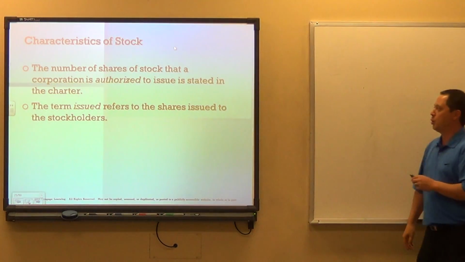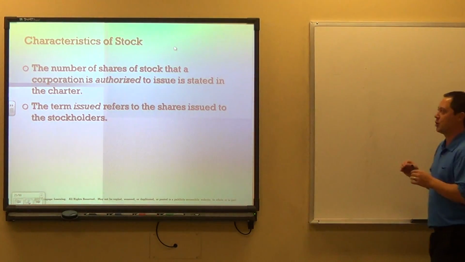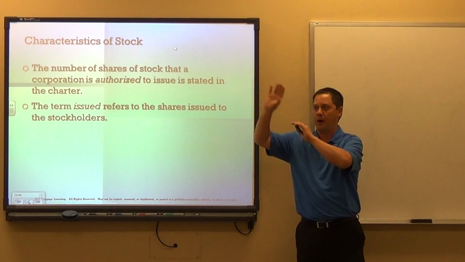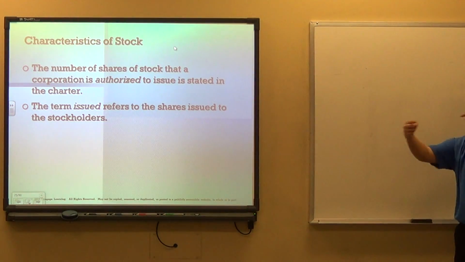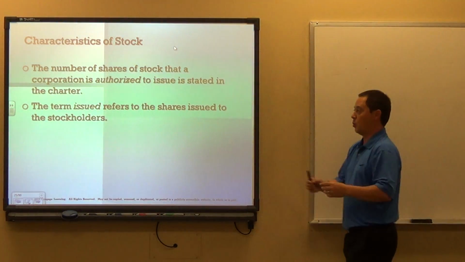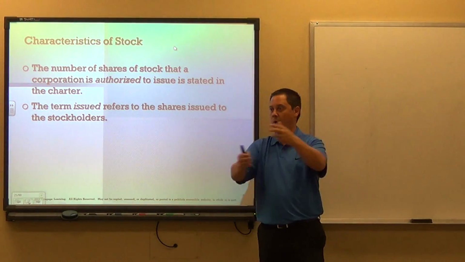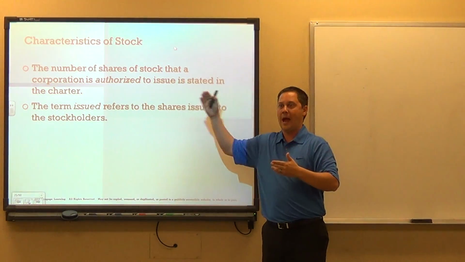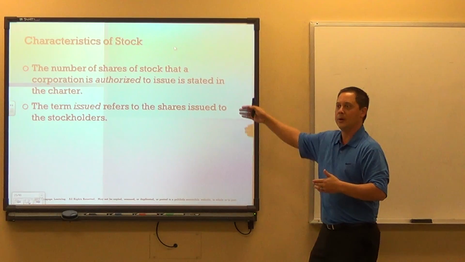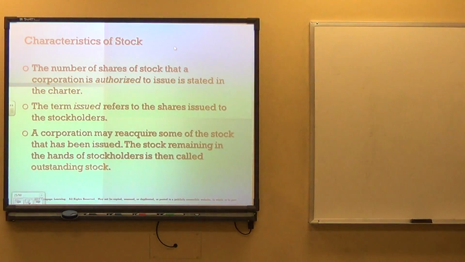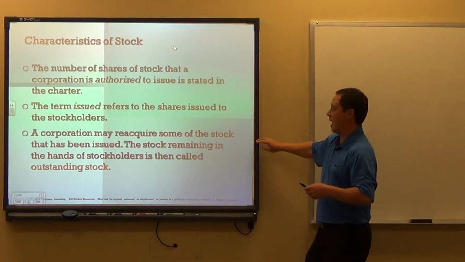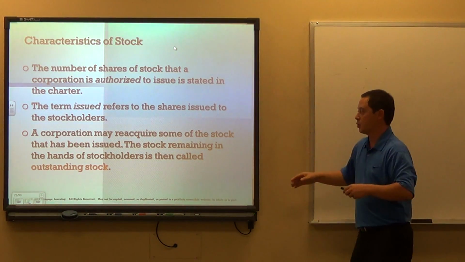So the term issued refers to the shares issued to stockholders. Those are the ones that have been put out there, and they may be trading back and forth. Those are the ones that are issued. So they can trade those back and forth, but maybe 500,000 are out there out of our million. We keep the other 500,000. So a corporation may reacquire some of the stock that has been issued.